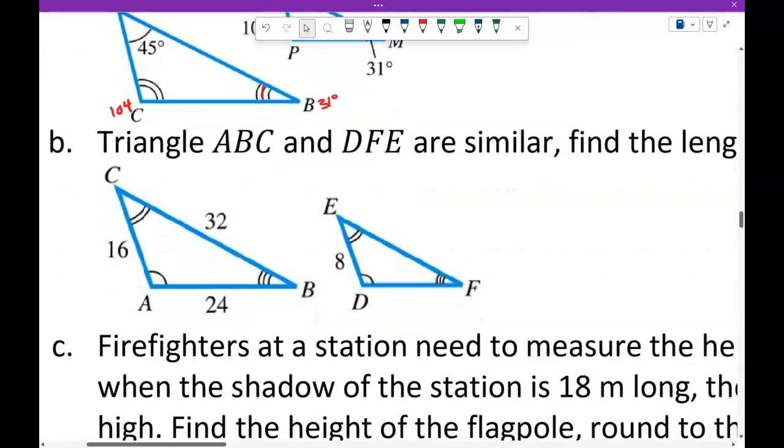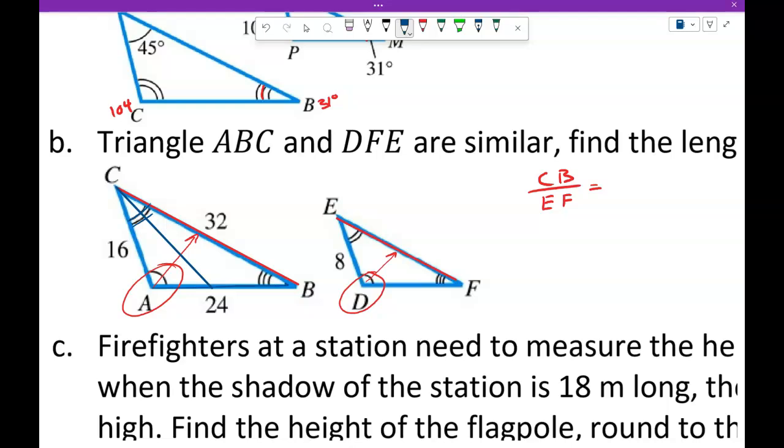Now, more commonly, we'll use this relationship to find missing side lengths. Now, be very careful because sometimes they rotate the triangles, and we need to make sure that we're properly identifying the corresponding sides. Opposite of angle A is side CB. Angle A corresponds with angle D. Opposite angle D is side EF. So we know that the ratio of CB to EF will be the same as the other ratios of the corresponding sides.